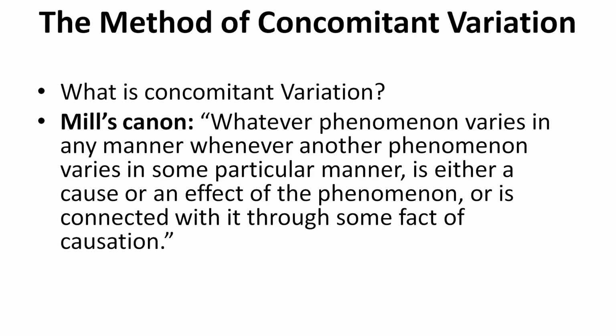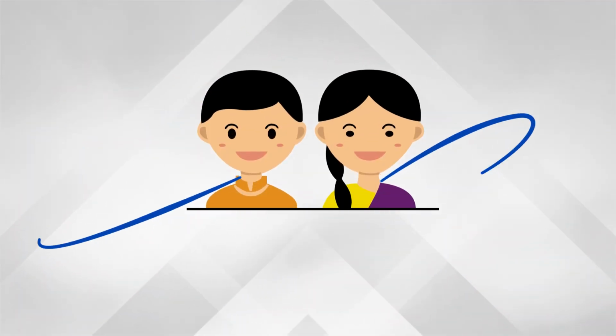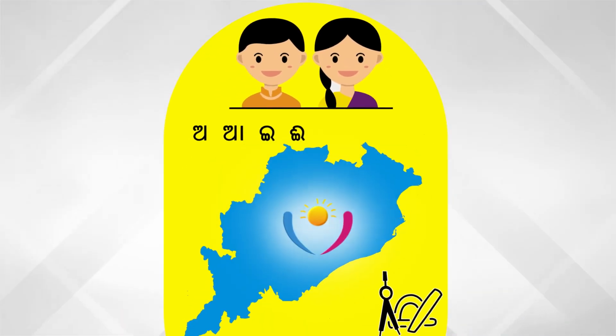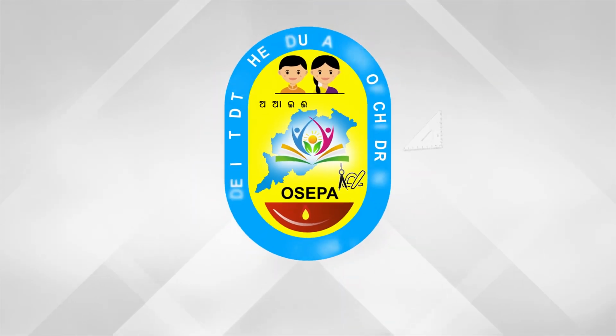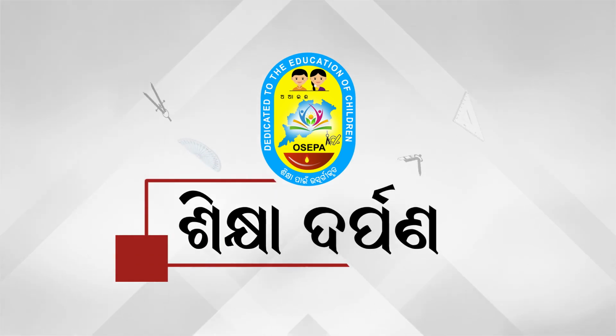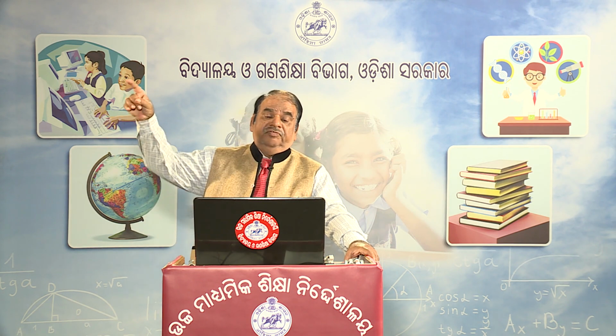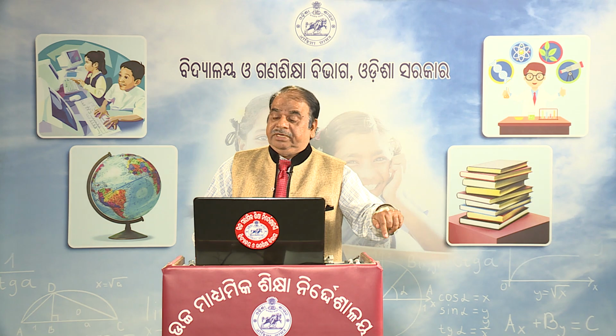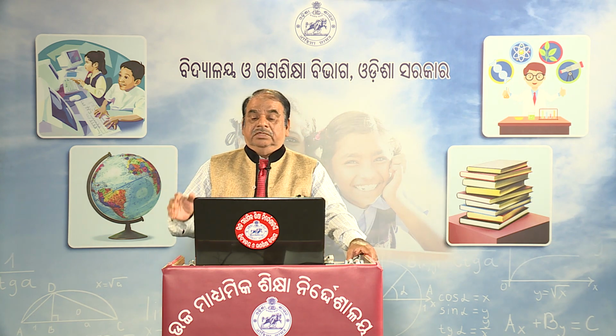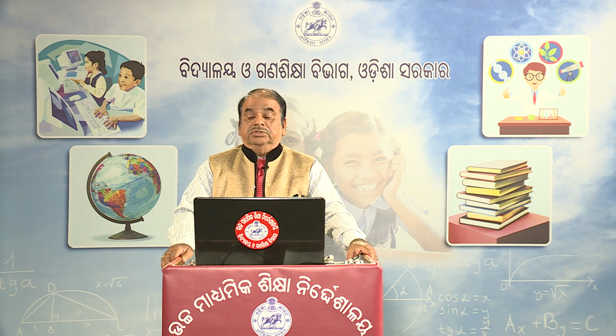Mill's canon for this method is that whatever phenomenon varies in any manner, whenever another phenomenon varies in some particular manner, is either a cause or an effect of the phenomenon, or is connected with it through some fact of causation. Try to understand it, it is very easy.